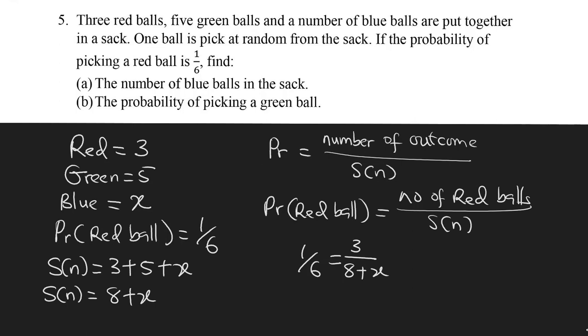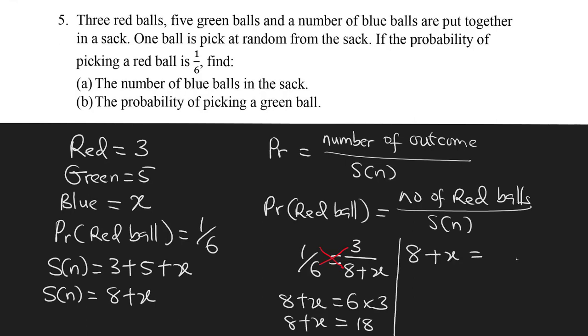So remember, whenever you have an equal sign between fractions, you are going to cross multiply. So cross multiply, we have this multiplied by this and this multiplied by this. So we'll be having 8 plus x times 1, which is the same as 8 plus x, is equal to 6 times 3. So 8 plus x is equal to 6 times 3 is 18, right? So we have 8 plus x is equal to 18. So collect like terms.